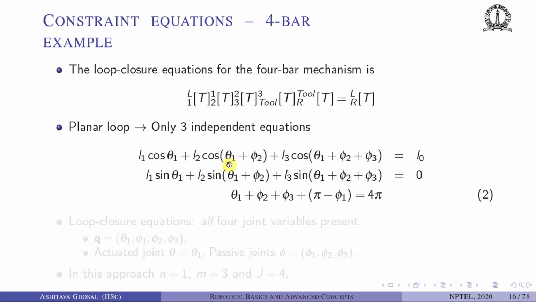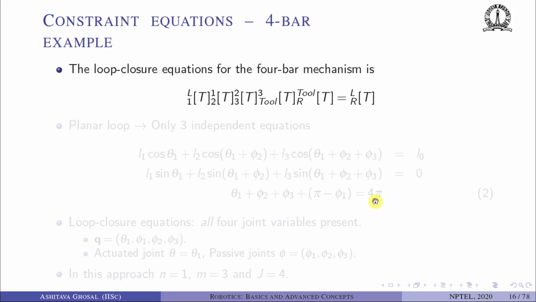L1 cos theta 1 plus L2 cos(theta 1 plus phi 2) plus L3 cos(theta 1 plus phi 2 plus phi 3) is equal to L0. Similarly, the sine component: L1 sin theta 1 plus L2 sin(theta 1 plus phi 2) plus L3 sin(theta 1 plus phi 2 plus phi 3) is 0. Okay, and theta 1 plus phi 2 plus phi 3 plus pi minus phi 1 will be equal to 4 pi. Okay, so let's go back and see the figure once more and see whether it makes sense or not.